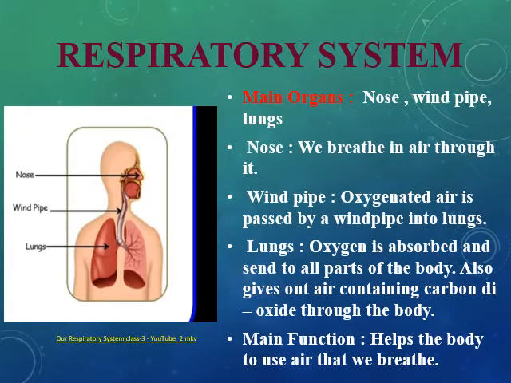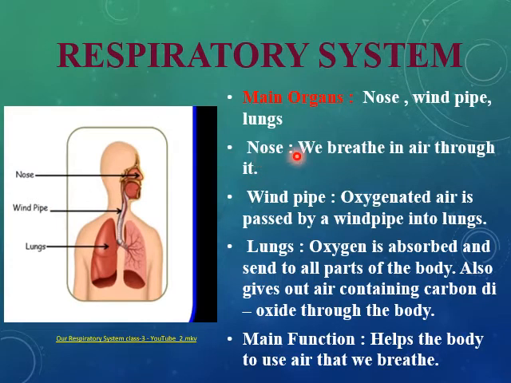Now let's study the respiratory system. Our next organ system is the respiratory system. Let's see the main organs that form our respiratory system: nose, windpipe and lungs. You can see in the diagram, the organs that form our respiratory system are the nose, then this is the windpipe and this is our lungs. So, nose, windpipe and lungs form our respiratory system.